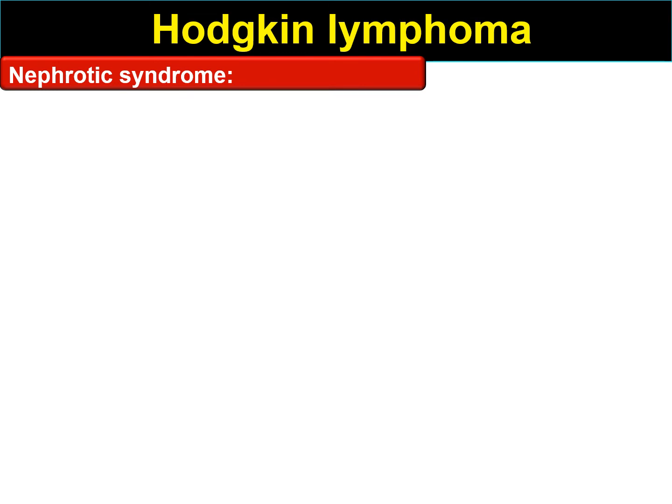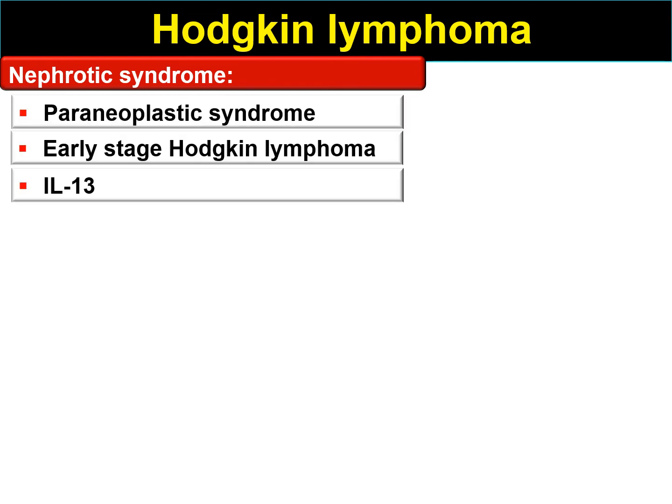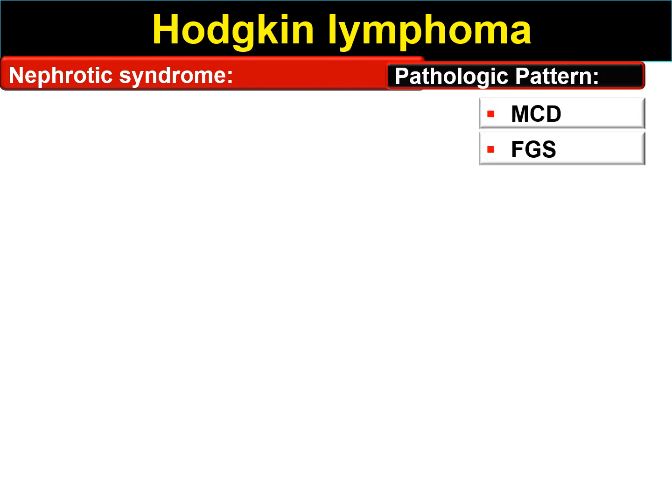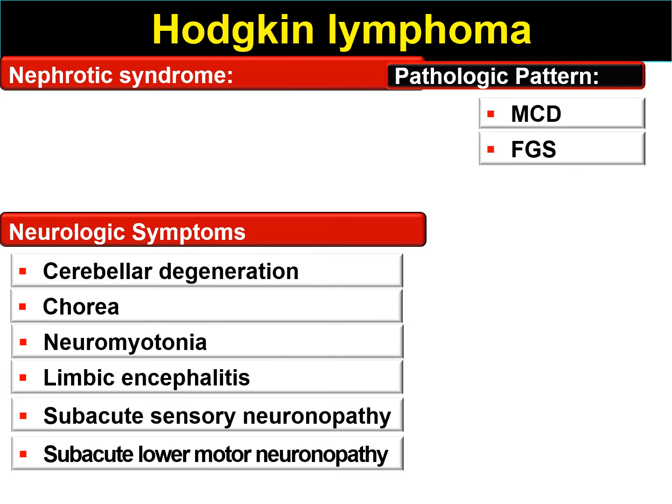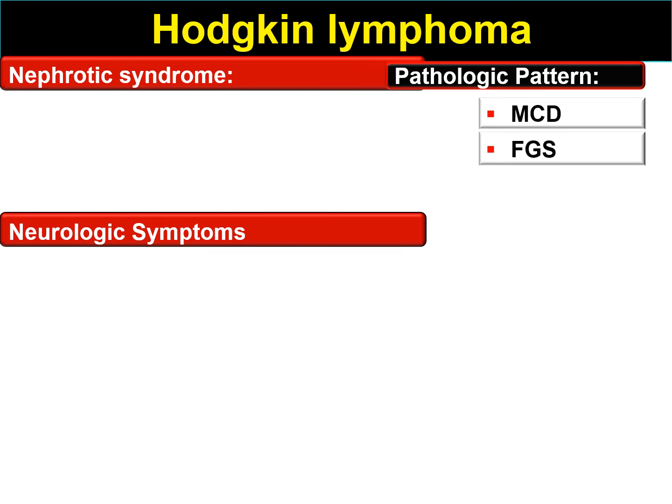Then Hodgkin lymphoma is also associated with nephrotic syndrome due to paraneoplastic effect, and this paraneoplastic effect is due to secretion of interleukin 13, and it happens in the early stage of the Hodgkin lymphoma. The pathological patterns of the disease are minimal change disease and focal glomerulosclerosis. The neurological symptoms are cerebellar degeneration, chorea, neuromyotonia, limbic encephalitis, subacute sensory neuronopathy, and subacute lower motor neuronopathy.